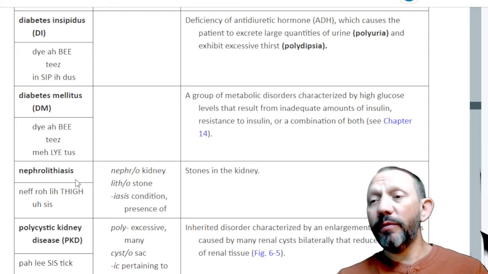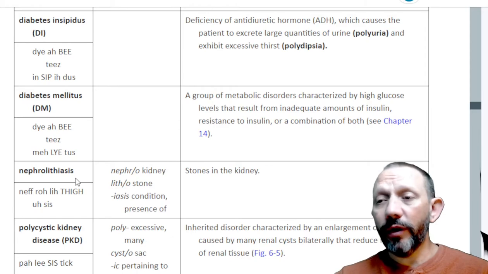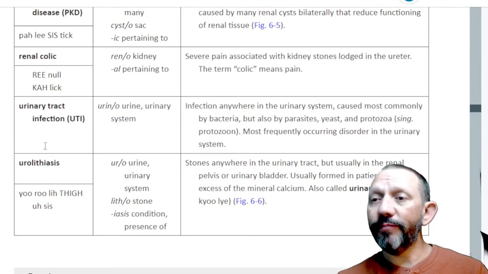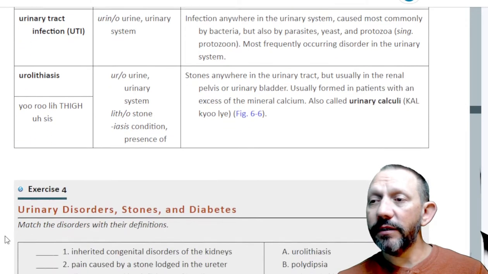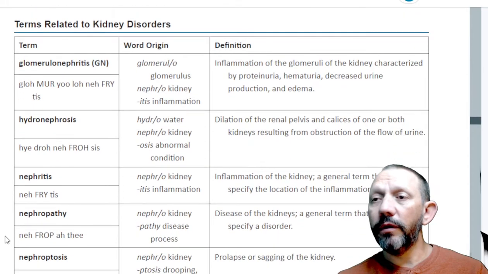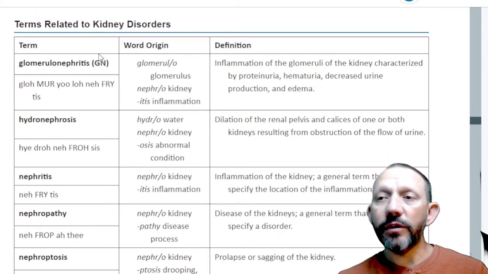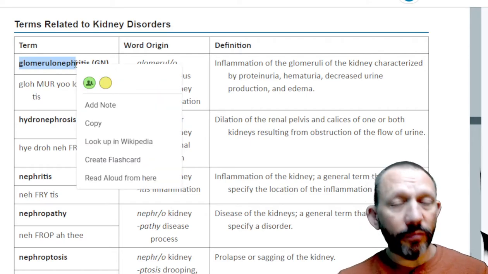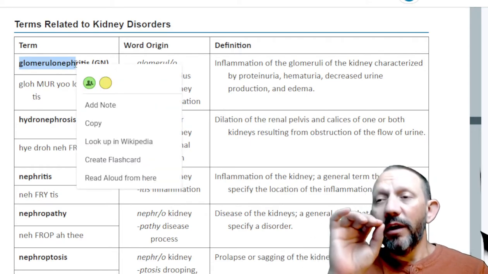Nephrolithiasis, we talked about that one before because we were talking about liths, which are stones. Polycystic kidney disease, we saw a picture of that. Urinary tract infection, urolithiasis, and the urinary bladder. Glomerulonephritis. So here we have the glomerulus, which is part of the kidney, the nephron, which is the functional part of the kidney. So this is very specific.